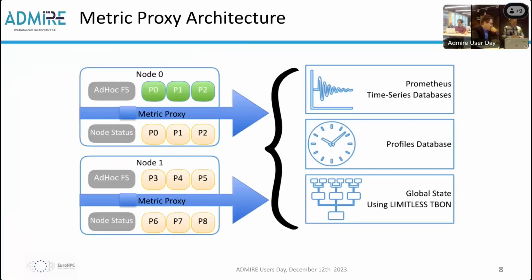Now, if we look at the architecture of the monitoring infrastructure, we have one daemon running on each node. And this daemon, called the metric proxy, is in charge of capturing the data coming from the various processes. One problem in our approach was that the processes are potentially short-lived. Short-lived means that when you run MPI processes for a given job, it starts and it ends.